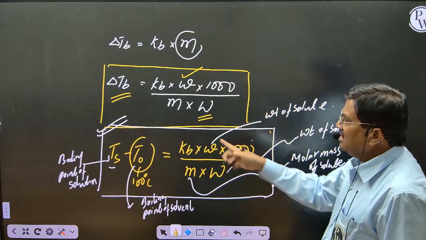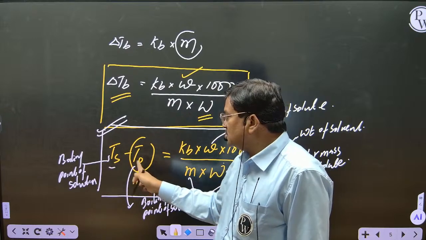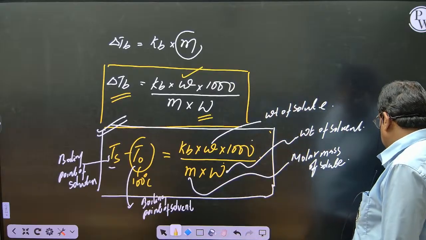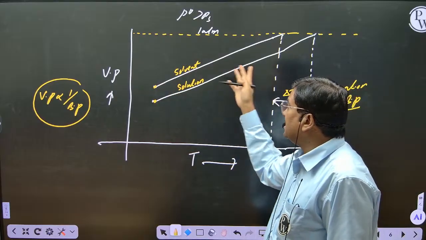In this elevation in boiling point, you have to consider solution minus solvent. So the solution boiling point will be more, and for water, if they don't mention, you have to take 100 degrees centigrade. And the graph we get is a plot like this. In exams they also ask the graphical approach.